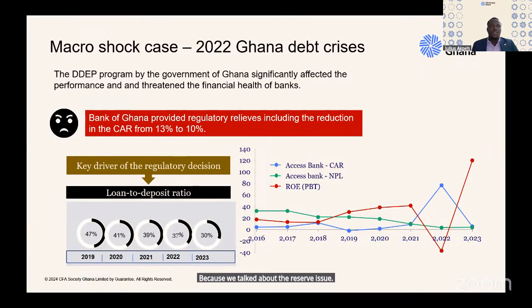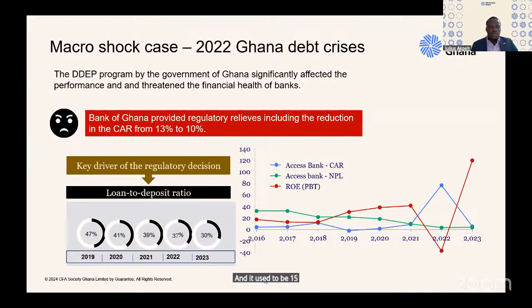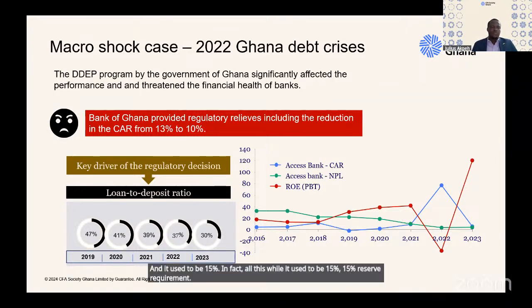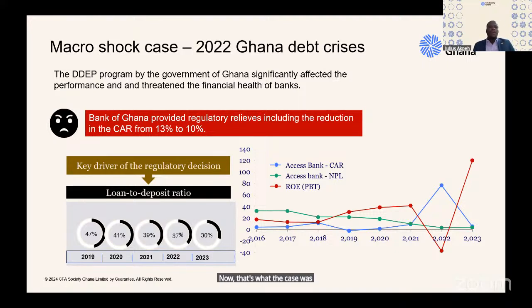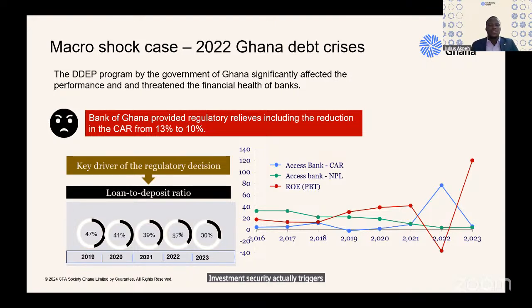Some portion of deposit must be reserved with Bank of Ghana, and it used to be 15%. In fact, all this while, it used to be a 15% reserve requirement. That's what the case was. And over time, you see a deterioration: the loan to deposit ratio declined. One major explanation is that the banks had an increasing appetite for investment securities. They wanted to invest more in investment securities. So the high investment in securities triggered this deterioration.